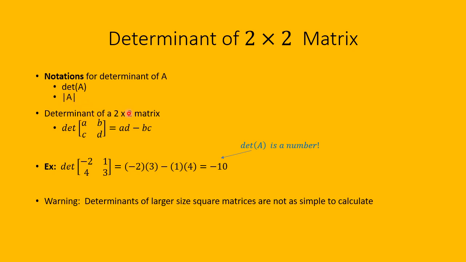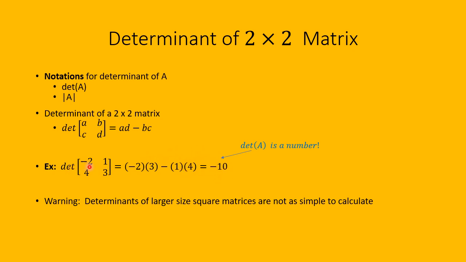The determinant of a 2 by 2 matrix, 2 rows, 2 columns, is defined the following way. The determinant of this matrix is A times D minus B times C. The product of the elements on the main diagonal minus the product of the elements on this secondary diagonal. For example, suppose we look at the determinant of this matrix. It's going to be minus 2 times 3 minus 1 times 4. That's what we have here. Minus 6 minus 4 equals minus 10.